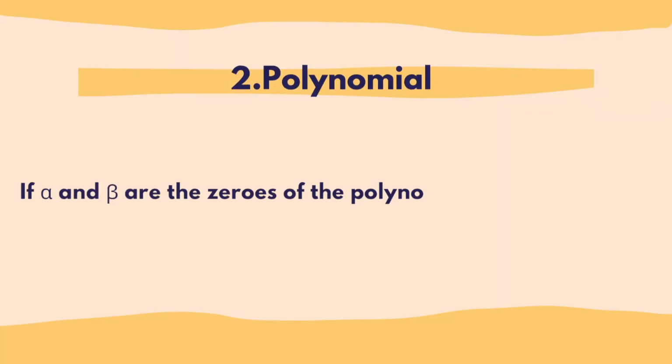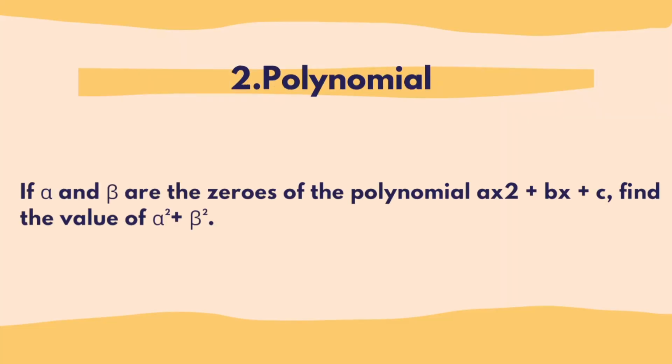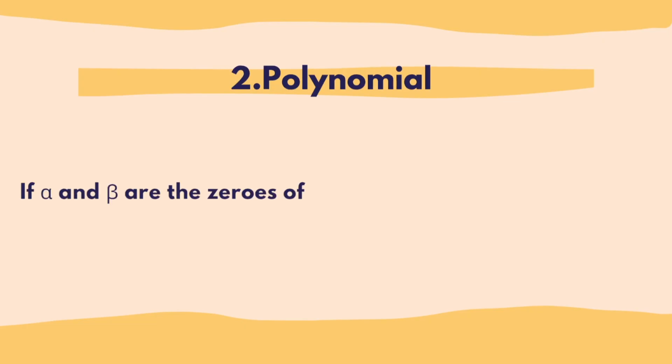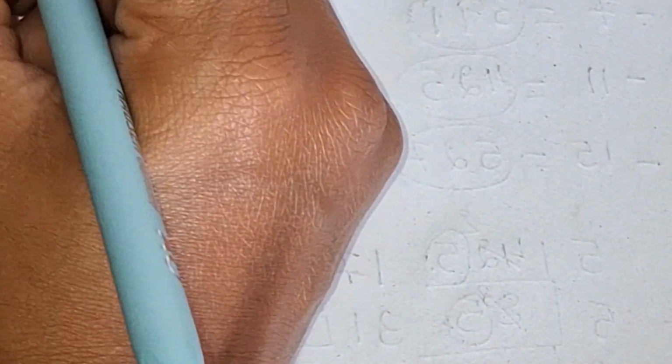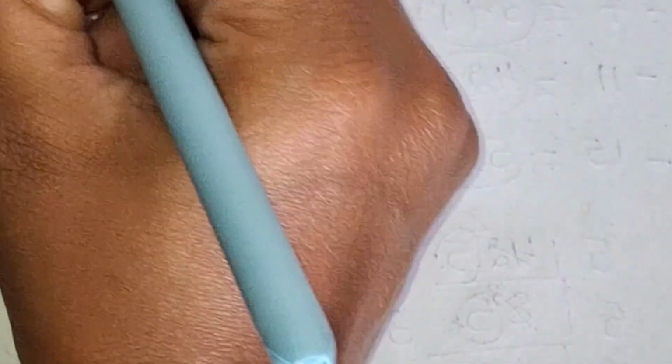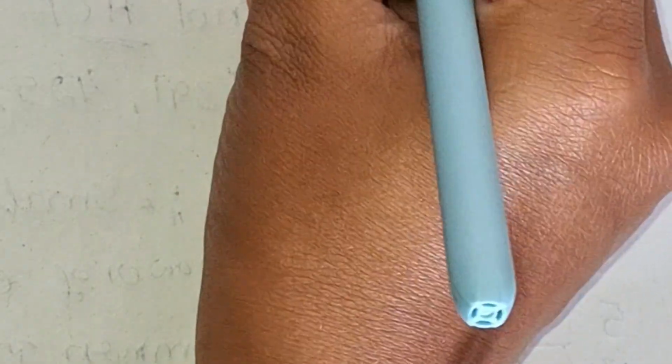Second chapter, first question: if alpha and beta are the zeros of the polynomial ax square plus bx plus c, find the value of alpha square plus beta square. This is the third question in the polynomial chapter, and it asks for 2 marks. So what is the question? If alpha and beta are the zeros of the polynomial ax square plus bx plus c, find the value of alpha square plus beta square.